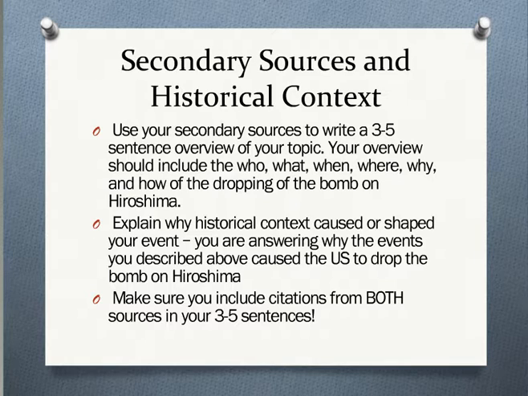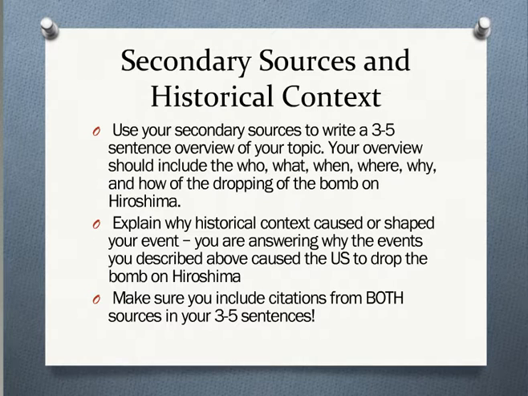And again, this is not a lot. This is 3 to 5 sentences. So you are literally giving a very brief overview of how the United States reached the point where it dropped the bomb on Hiroshima. What you also want to include then is move on to how historical context caused or shaped your event. So you're answering why the events you described above caused the U.S. to drop the bomb on Hiroshima. So give another 3 to 5 sentences where you explain why what happened shaped your event. Why did World War II cause us to drop the bomb?